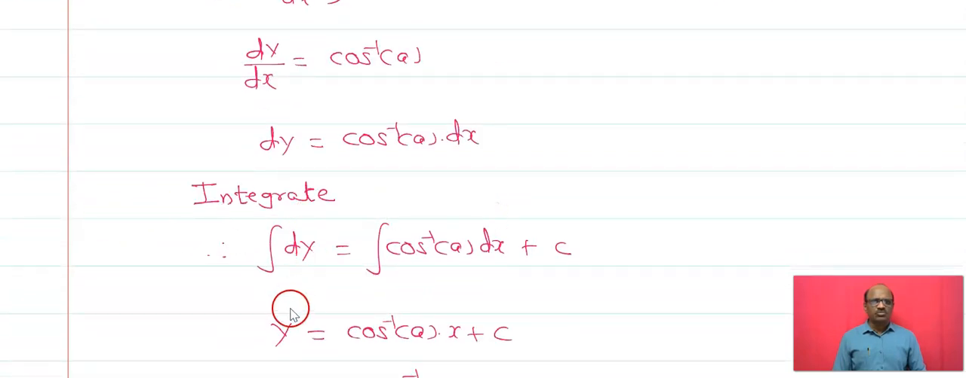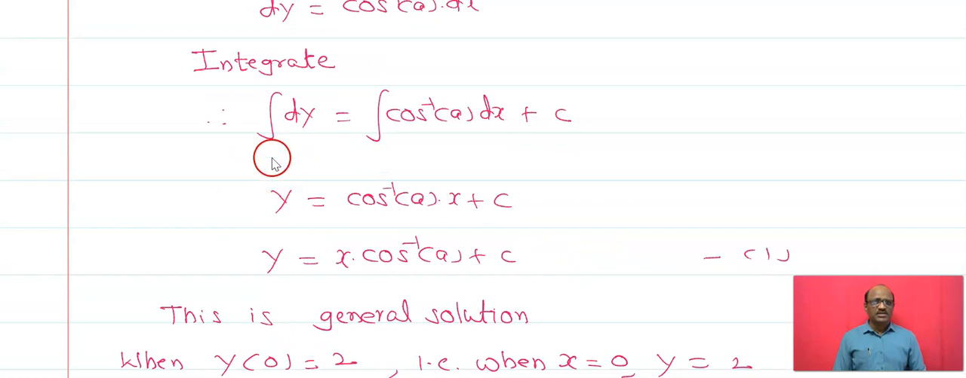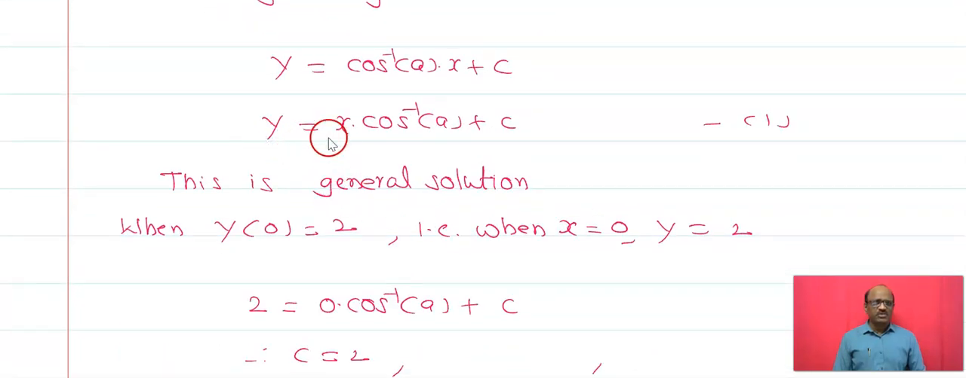And integrating on both sides, integral of dy equals integral of cos inverse of a dx plus c. Therefore integral of dy is y, cos inverse of a is a constant, integral of dx is x plus c. Therefore, y equals x cos inverse of a plus c. This is equation number 1.